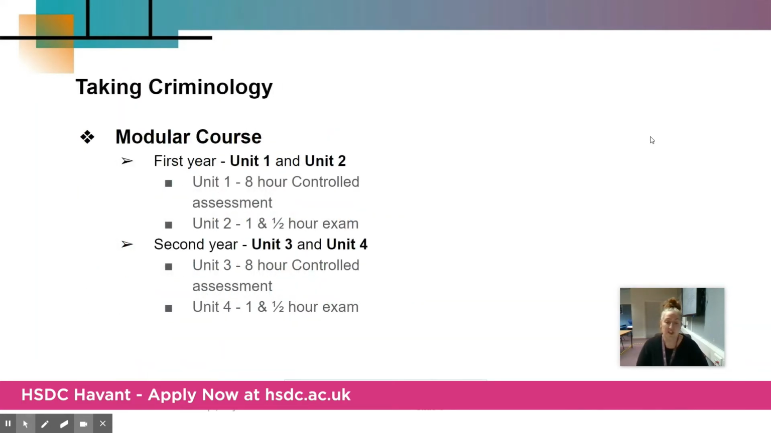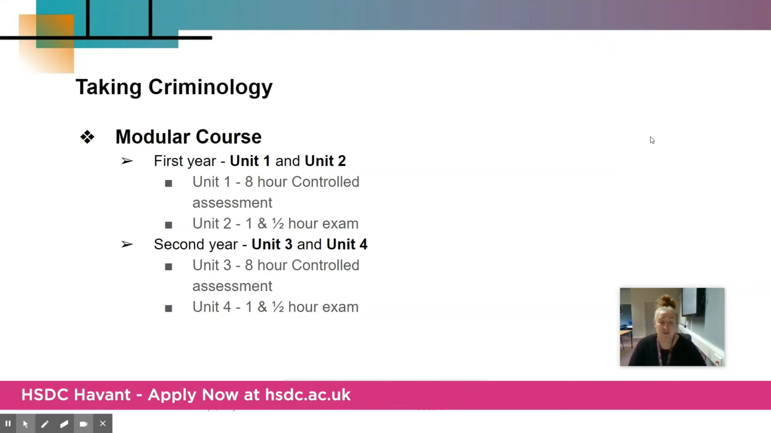So the first year you'll have Unit 1 and Unit 2, with Unit 1 being an 8-hour controlled assessment. This is done over 3 days and it's done within exam conditions. We provide you with all the resources that you need. You do have a lovely booklet to attend, and so you complete the workbook, and this is an open book exam, so you can take this into your controlled assessment with you.